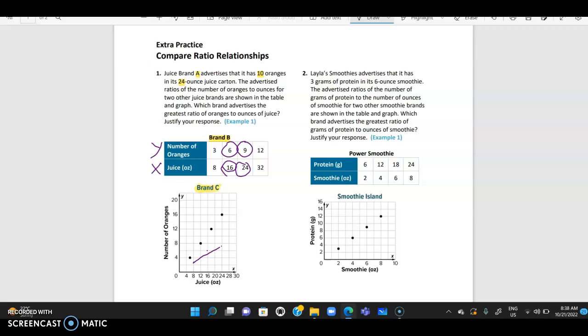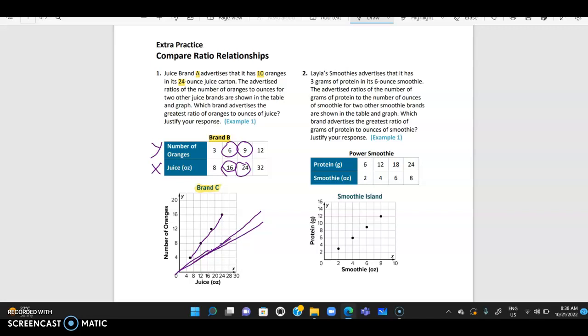I will trace it. The third relationship is 24 to 10. So I'll just make the first one because there is no space for the rest of the ordered pairs. So it's 24 to 10. So it will be going up like this. So apparently, even if this is going to be longer, at the end brand C will have the highest ratio because it's the closest to the y-axis, as you can see.